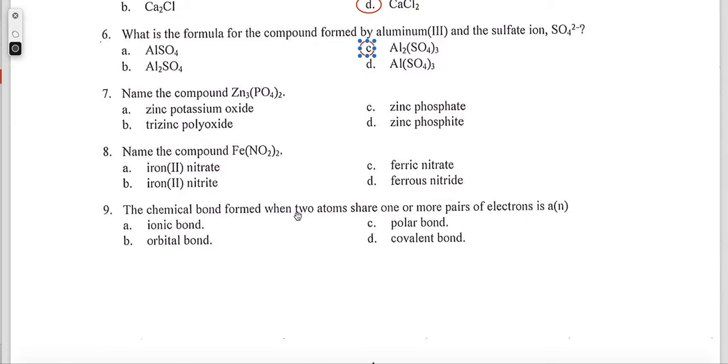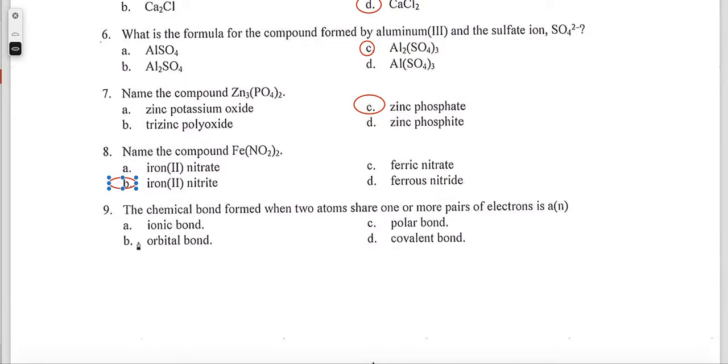Number 7, looking at the zinc and the phosphate. Zinc is a transition metal, but it doesn't change its charge. So we're going to be looking at just zinc phosphate. The compound Fe(NO2) is going to be letter A. Okay, actually, it is not A. I am not reading my own notes very well here. NO3 is nitrate, and so it's letter B.